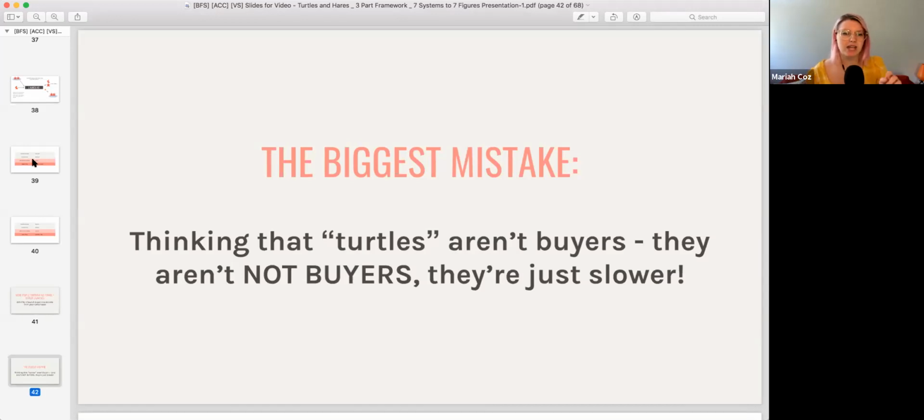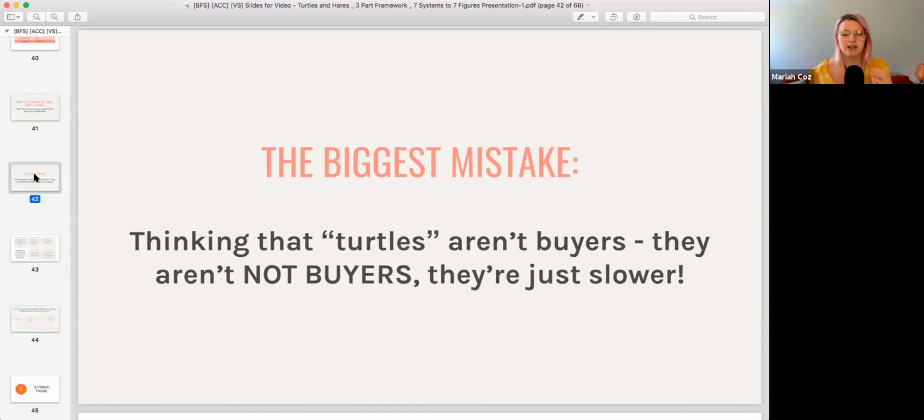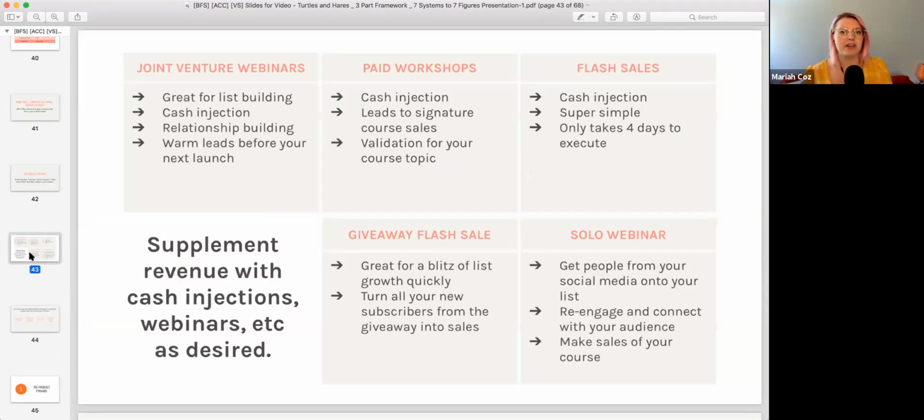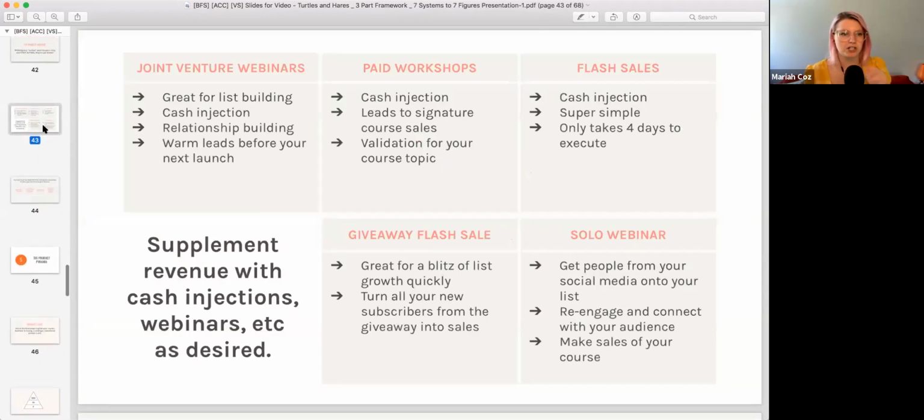The biggest mistake that people make is that they think that people who don't buy during their funnel just aren't buyers. They're not buyers. They are. They're just turtles. So they're slower. Okay. So don't think, oh, if someone doesn't buy in my funnel, they're just never going to buy. Or if someone doesn't buy in my first launch, they're just never going to buy. They're just turtles. Okay. And then we can always supplement this stuff with additional ways of bringing in revenue. We're going to talk about this in just a second.